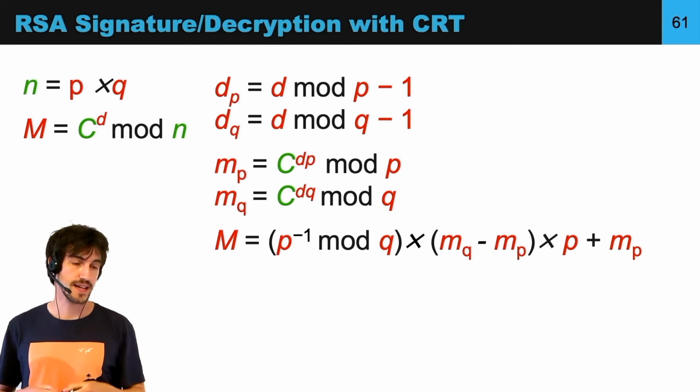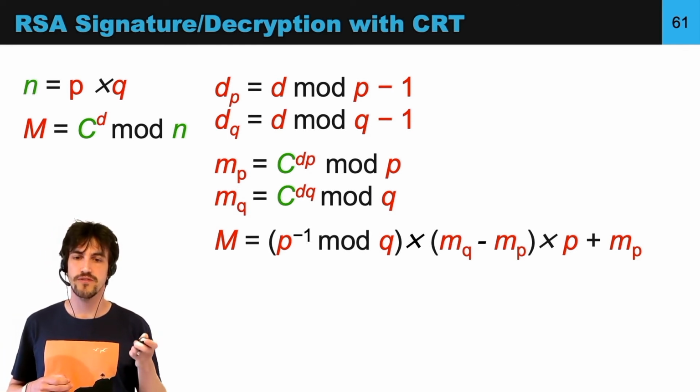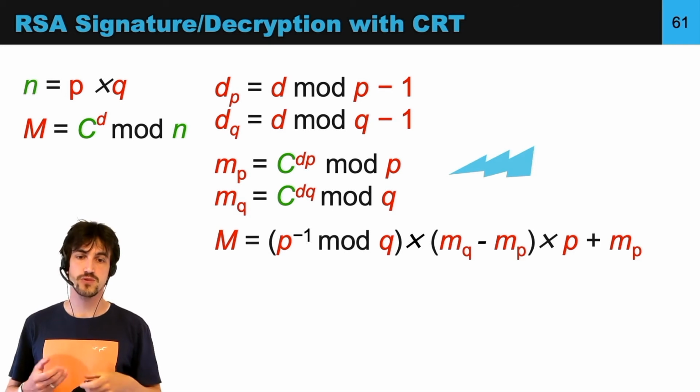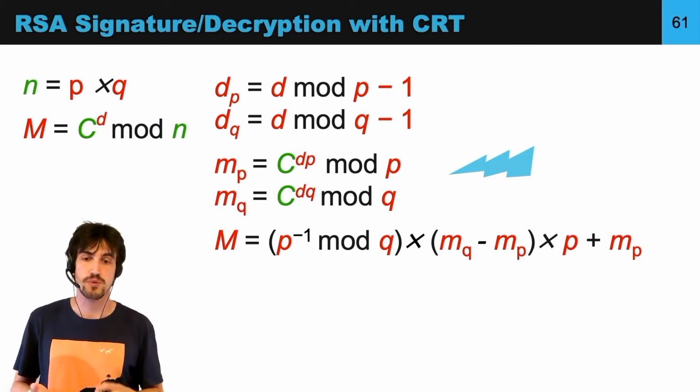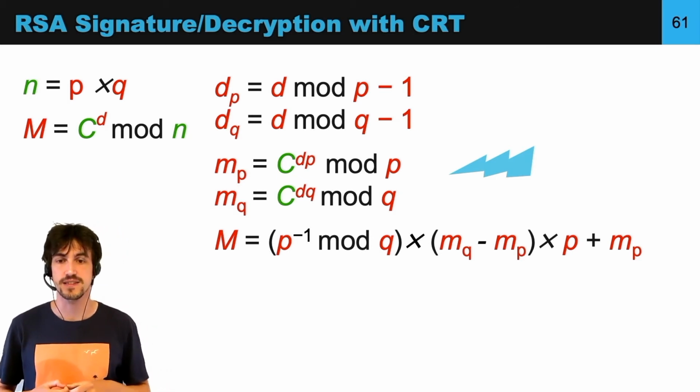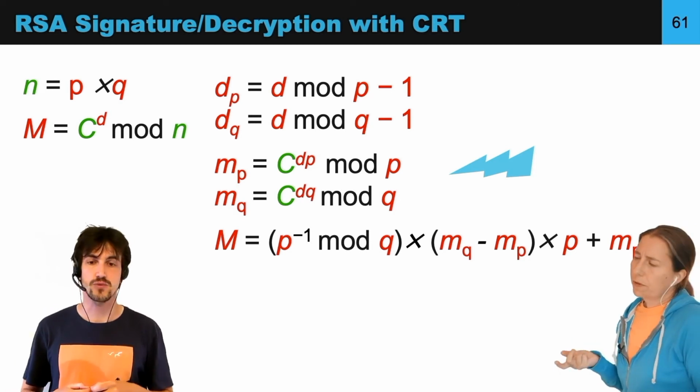Again, I will not go into the mathematical details, but if you manage to fault only one of these two sub-exponentiations, there are very, very efficient ways to recover one of the prime factors. Then you can just divide the public modulus n by one of the prime factors, and you get the other one out.